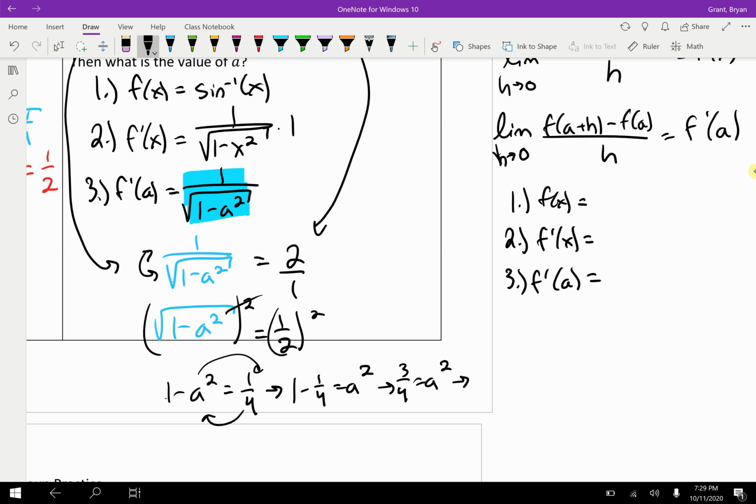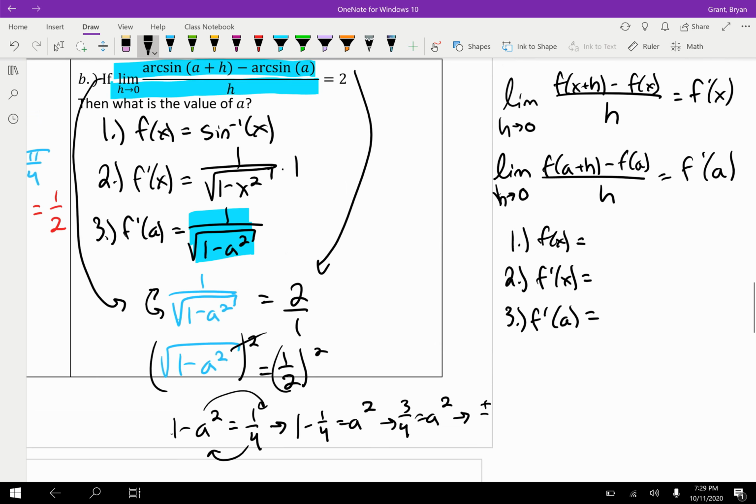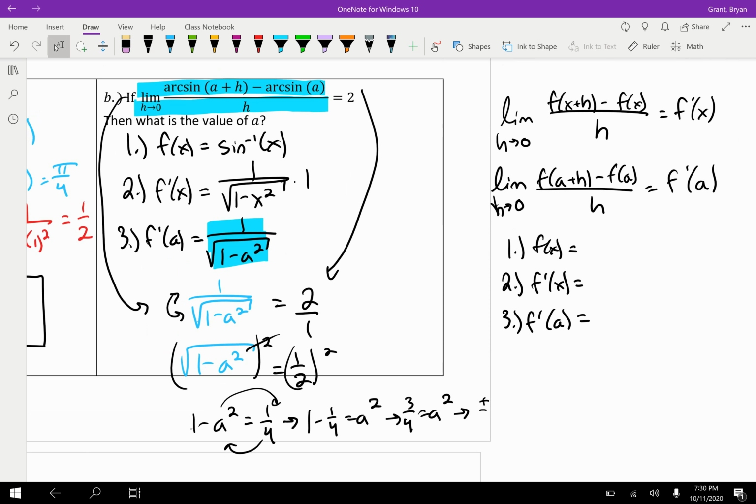And then we need to take the square root of that. When we take the square root, you could put plus minus. However, well, we don't need to go into it. So if you want to put plus minus, that's fine. So take the square root of both sides. We end up with the square root of 3/4 equals a. And if you wanted to distribute the square root, we get square root of 3 over 2 is a.